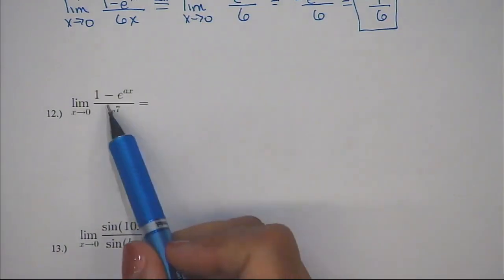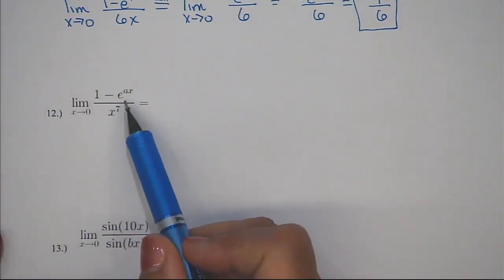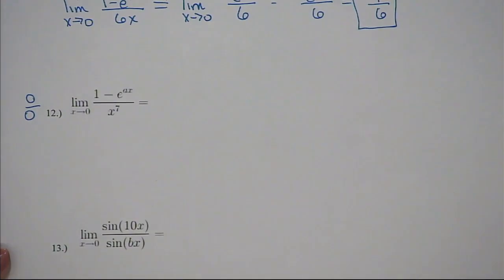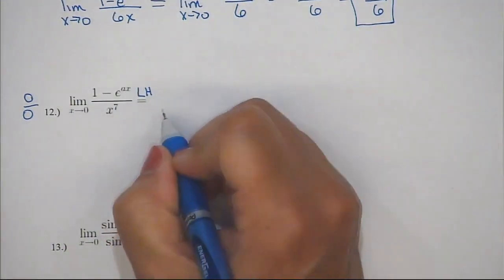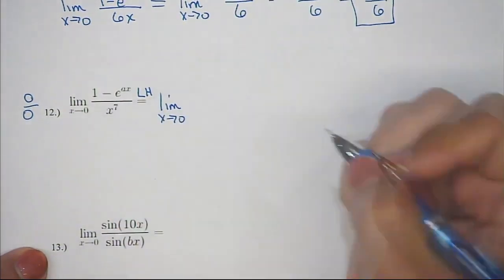X is going to 0. So e to the a times 0 would be e to the 0, which is 1. So 1 minus 1 is 0 in the top. And obviously 0 to the 7th is 0. So we're ready to do L'Hopital's. Start an equal sign there for that one. Okay. So limit as x goes to 0.